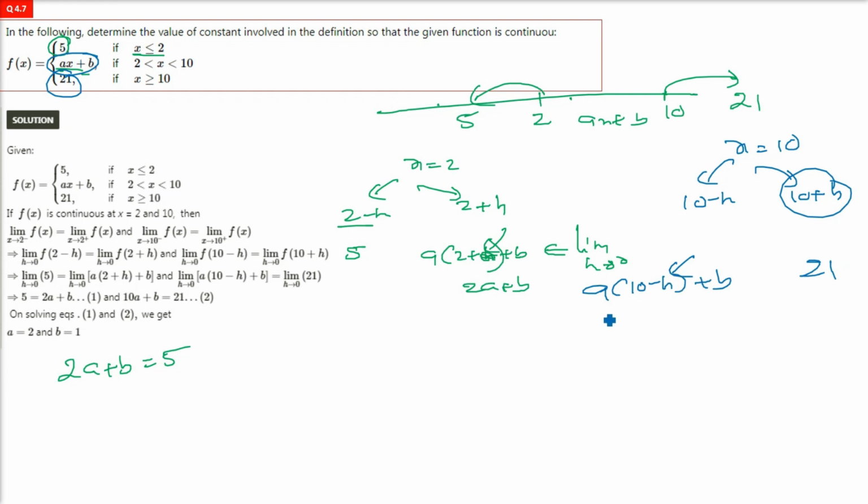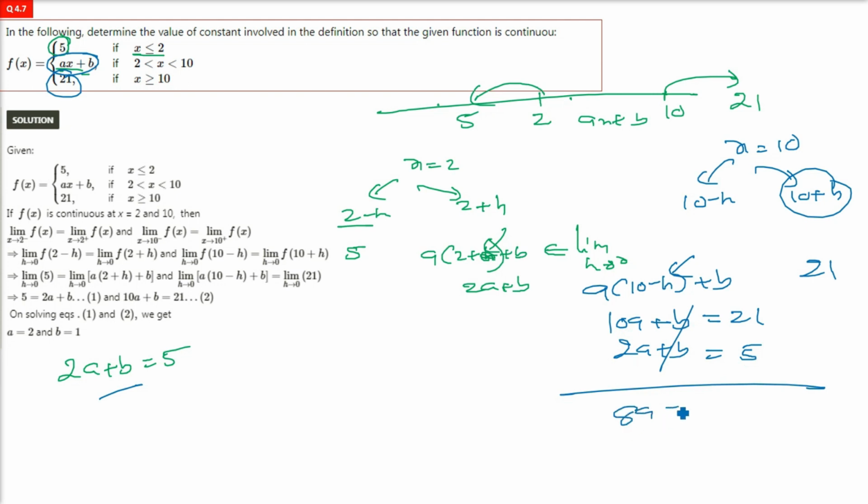So apply the limit. It will be 10a, h is 0. So 10a plus b equals 21. This is your first equation. Second equation is 2a plus b equals 5. Two equations are there. Now just subtract these two equations. b gets cancelled. 10a minus 2a is 8a.